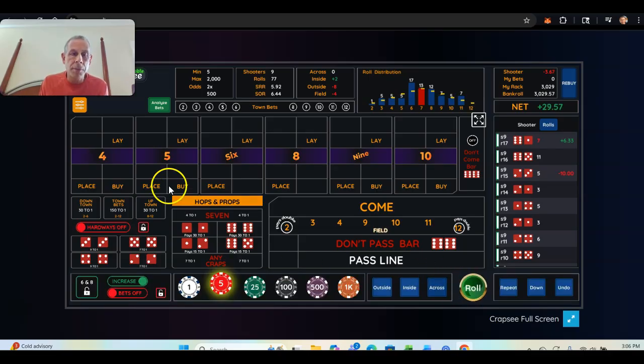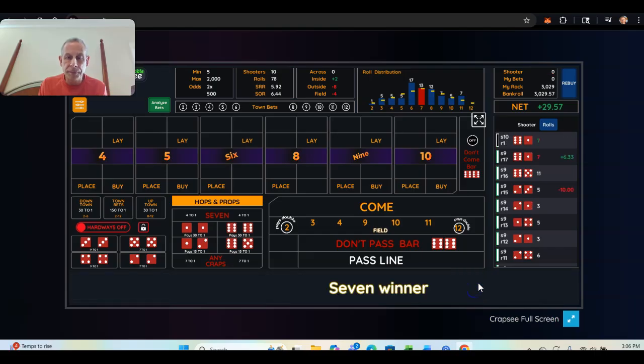All right, now you can make the argument, well, Jack, if you would have used a ladder, you would have made your money back. You're right. That's why you need to test this. You need to practice this and see how aggressive you want to be with laddering. I don't want to be that aggressive with laddering. I really don't, with a system that works as well as this. So now we're back waiting for our trigger. 7 winner.